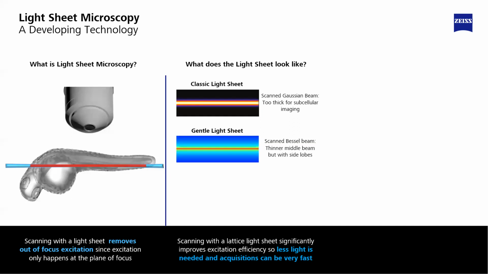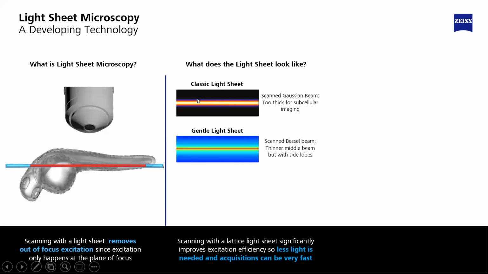The classic light sheet, such as the one seen on the Zeiss light sheet Z1, so your classic Gaussian beam light sheet here, is a scanned Gaussian beam. This is ideal for imaging large-scale organisms like zebrafish or Drosophila, or larger samples like thick organoids or cleared pieces of tissue. These are really where you see advantages of the traditional light sheet microscope.